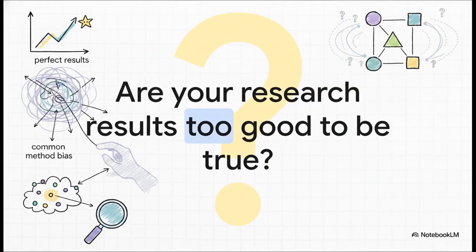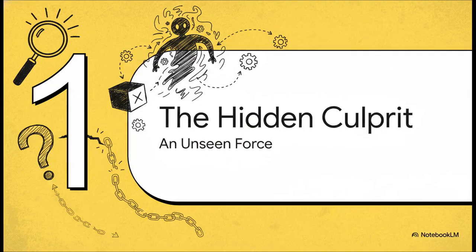So picture this. You've just crunched the numbers on your latest project, and the results? They're beautiful. All the relationships are super strong, the model fits just perfectly. Almost too perfectly. You ever get that feeling? Could there be something else going on behind the scenes, some hidden force that's just artificially boosting your findings? Well, that hidden force actually has a name, and it's the prime suspect in our investigation today. It's called common method bias.